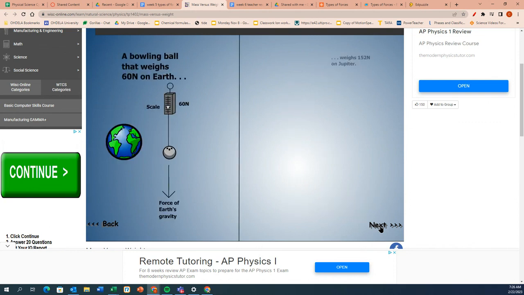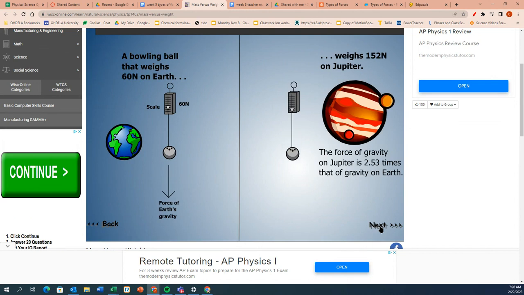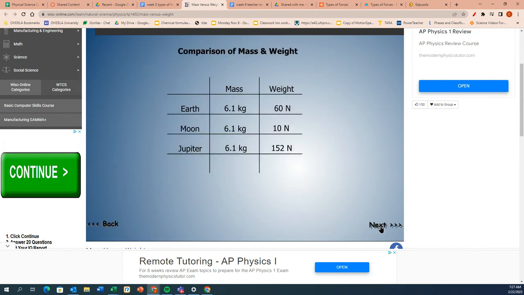The bowling ball has a weight of 60 newtons on Earth, but on Jupiter it's 152 newtons. The force of gravity on Jupiter is 2.53 times the gravity of Earth. So if you were to go to Jupiter, you would weigh 2.5 times more than you did on Earth. The bowling ball has not changed its mass, but it changed its weight because of gravity.